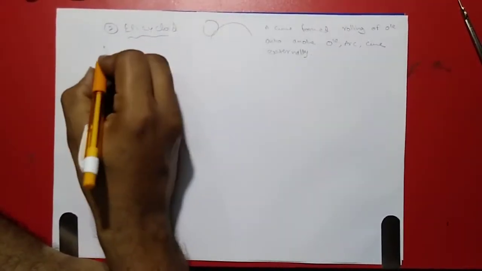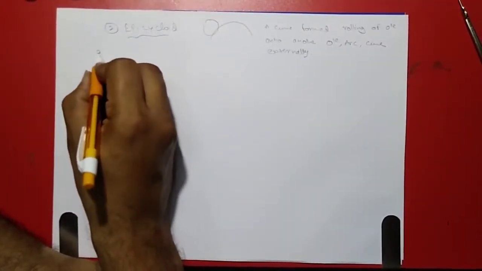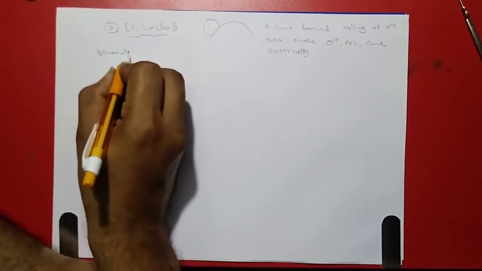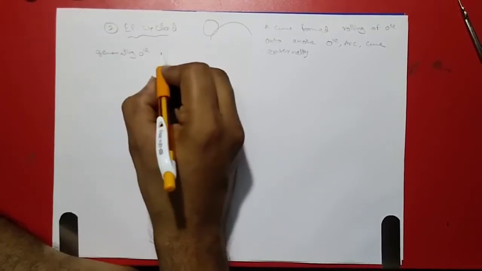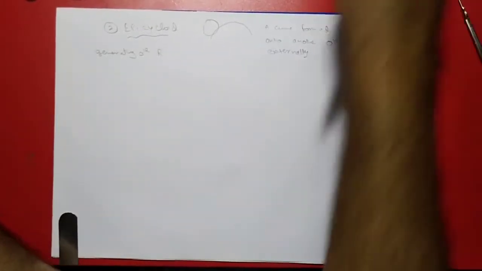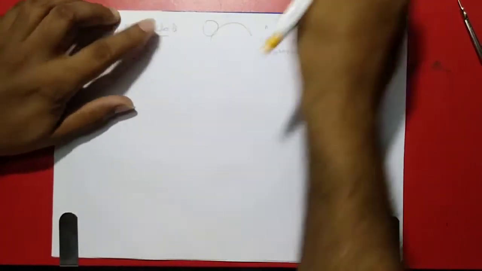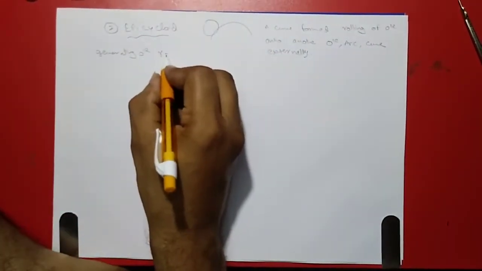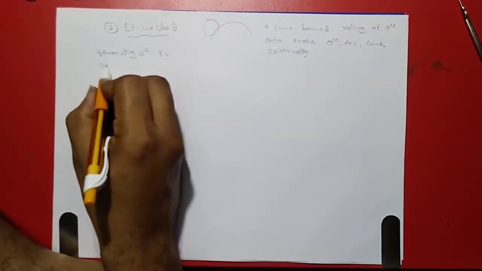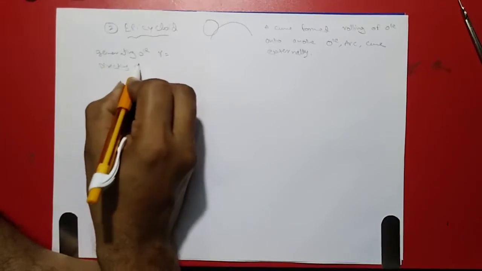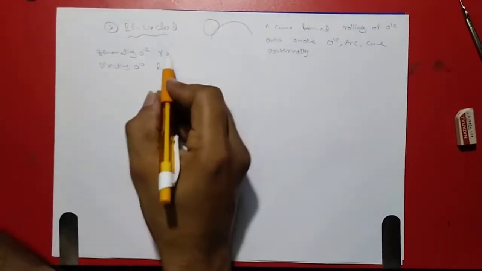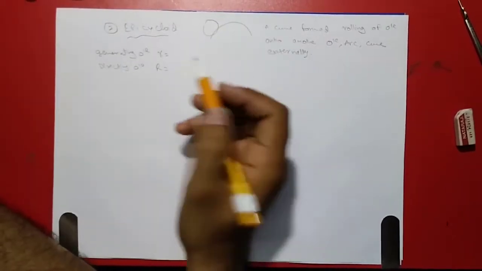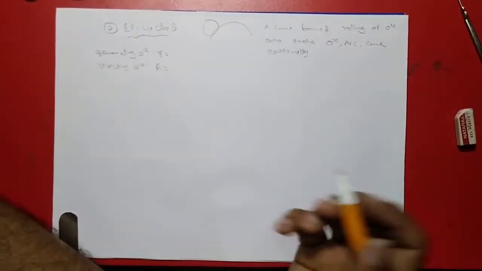For this we require the generating circle radius. I'll be taking the generating circle radius as smaller, and the directing circle radius. No problem if the diameter is given, you can halve it and apply the formula for this.